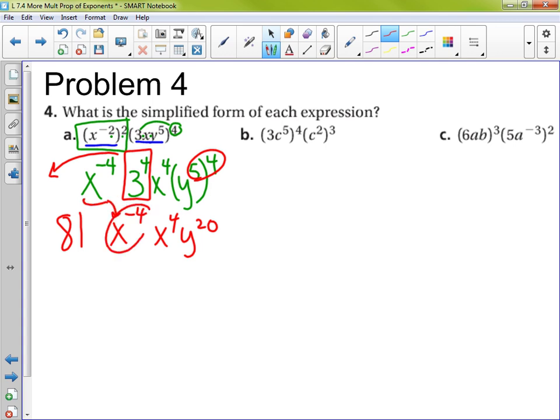And what you should notice is x to the negative 4th times x to the positive 4th. When I multiply these, negative 4 plus 4 is 0. X to the 0 is just 1. So my answer is 81 y to the 20th.